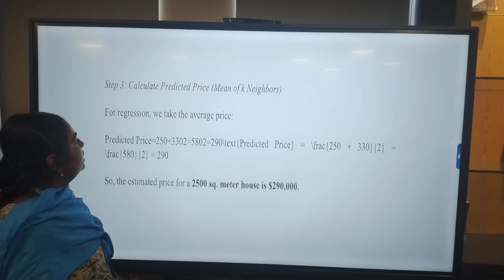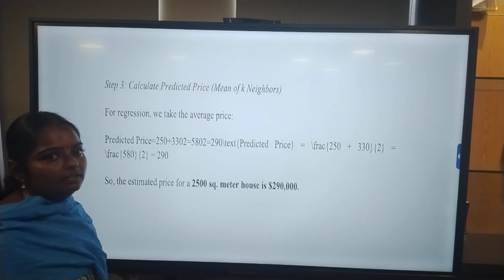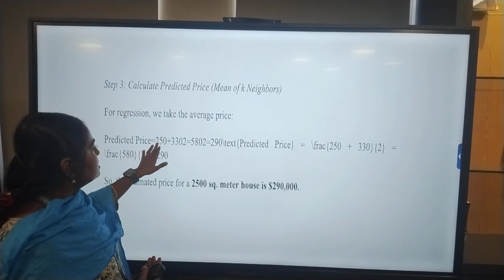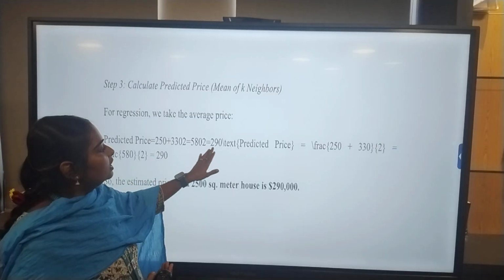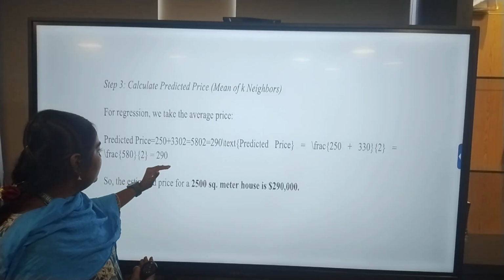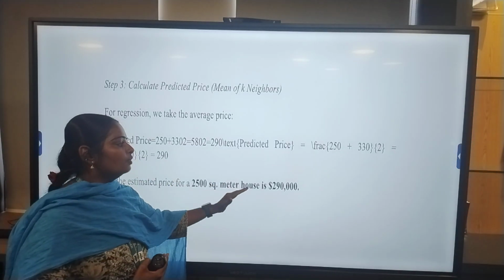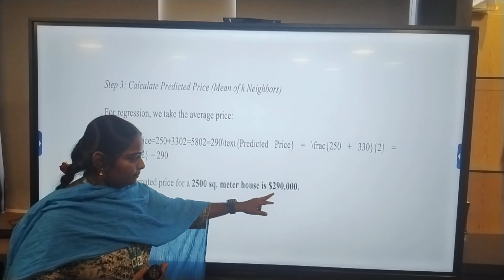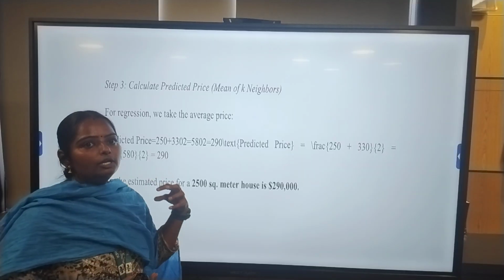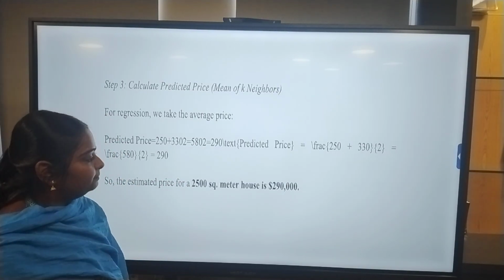Now I have to take the mean of the K neighbors. For regression we are supposed to calculate the average price. That is, the predicted price is 250 plus 330 over 2, and my predicted price for my second point is 290. So the estimated price for a 2500 meter square house is nothing but $290,000. So this is how we can predict the value of something with the help of KNN regression.